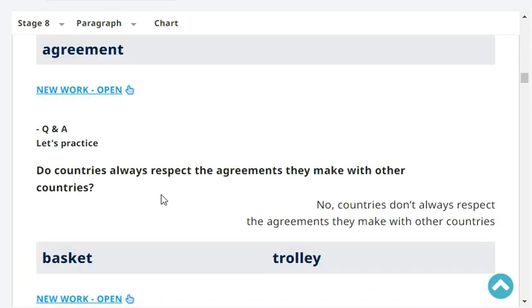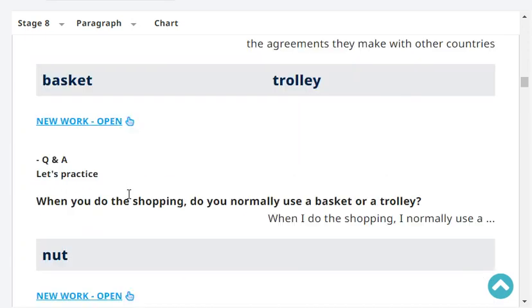Do countries always respect the agreements they make with other countries? No, countries don't always respect the agreements they make with other countries. Very good. When you do the shopping, do you normally use a basket or a trolley?